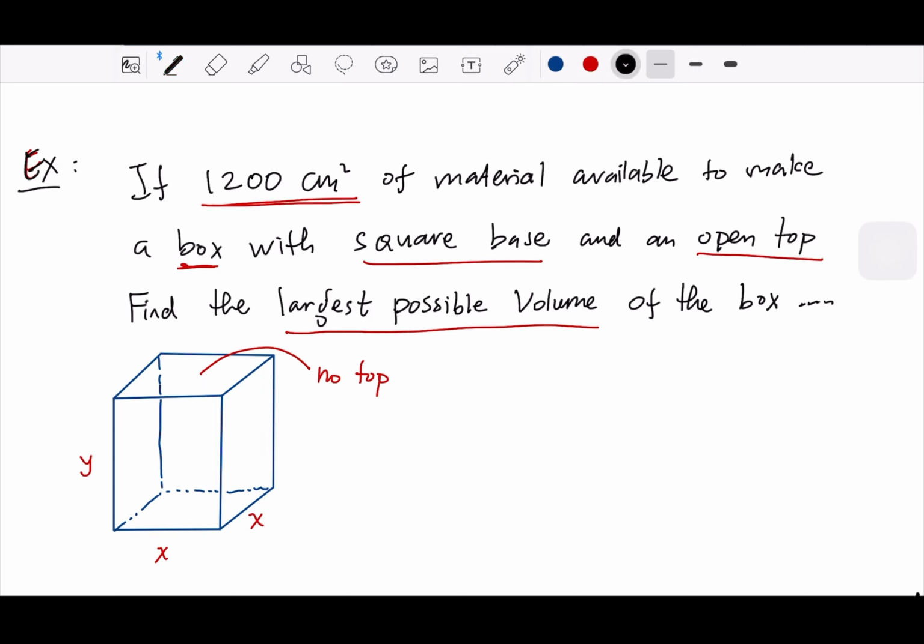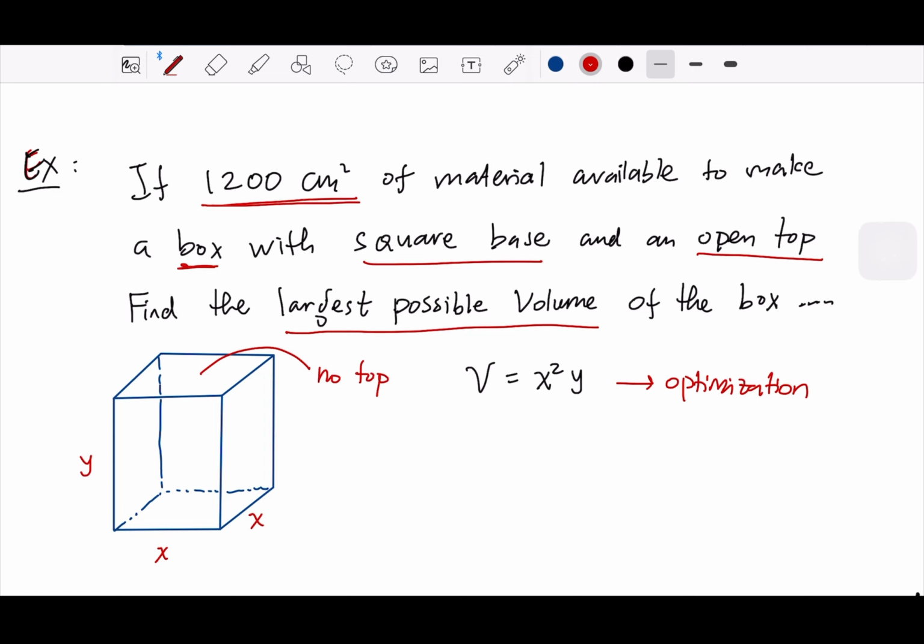If we write the volume from all these variables, we will have the volume is equal to x squared y. And then we can write the area of the surface in terms of x and y. So we call this the volume. This is what we want to optimize, right? This is our optimization. And then we derive it and find the critical point.